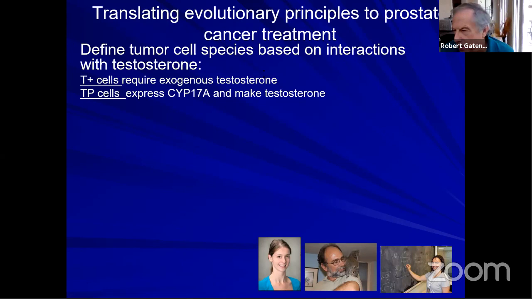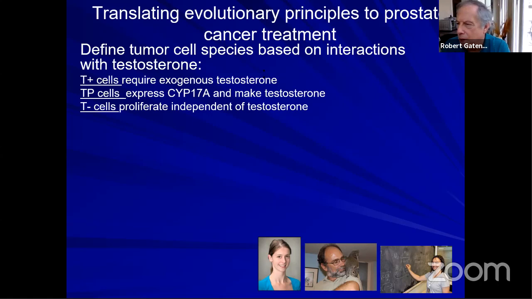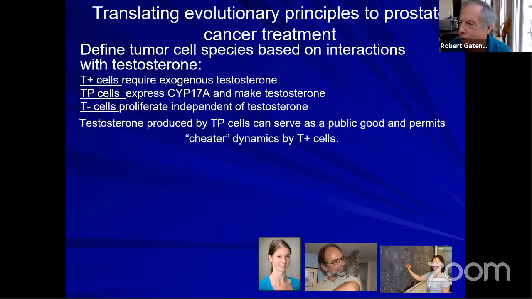T+ cells are the ones that can make their own testosterone. These are the ones that can then arise as a resistance strategy for the androgen deprivation therapy. And then finally, there's a group of cells that can proliferate independent of testosterone. So we define these based on their interactions with testosterone. And you'll see one thing that becomes very clear is that the cells that can make their own testosterone also spill it into the environment.